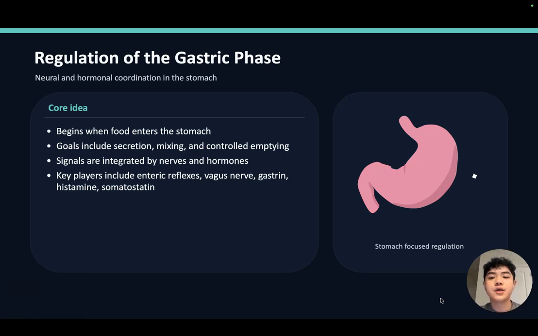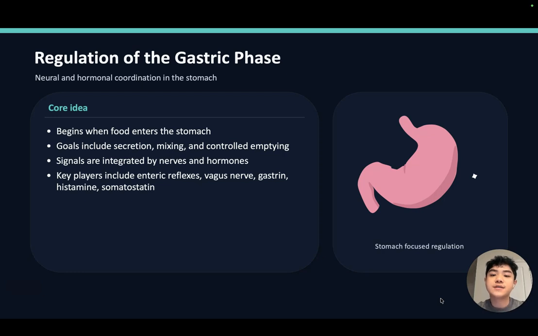In this presentation, I'm going to explain how the gastric phase of digestion is regulated. And I'm going to keep the focus on how the digestive system communicates and coordinates its actions. So, what is the gastric phase?